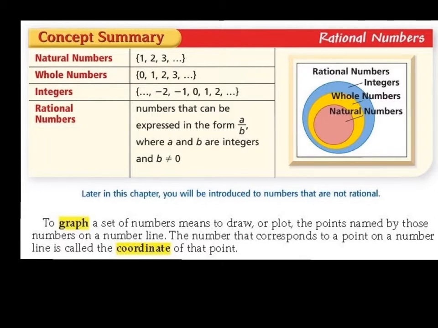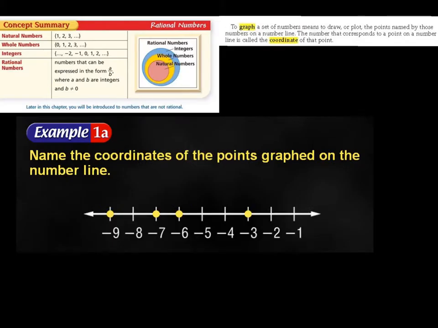The number corresponding to a point on the number line is called the coordinate of that point. Name the coordinates of the points graphed on the number line. Well, we don't need parentheses because it's not an ordered pair. We're going to use braces. They put points at -9, -7, -6, and -3. And that's all that is.